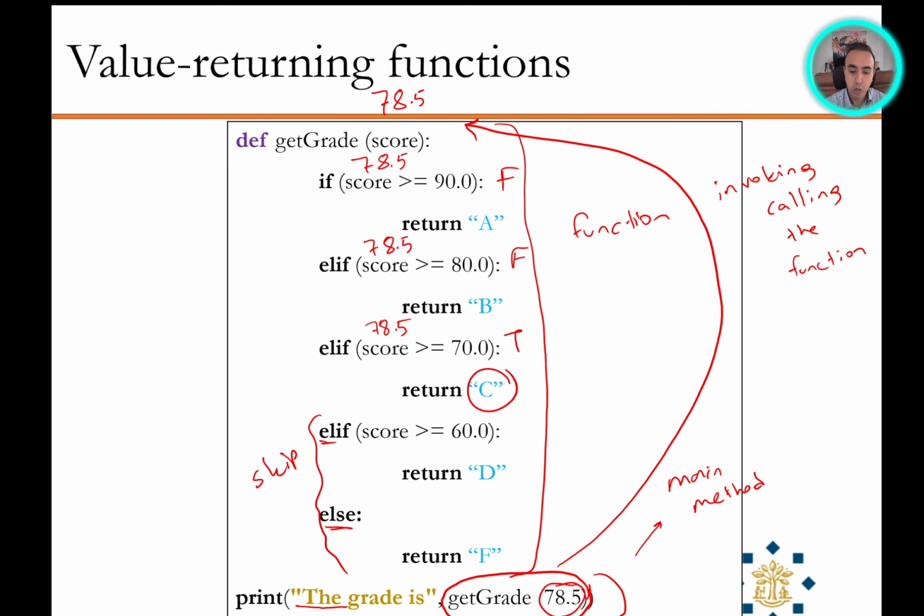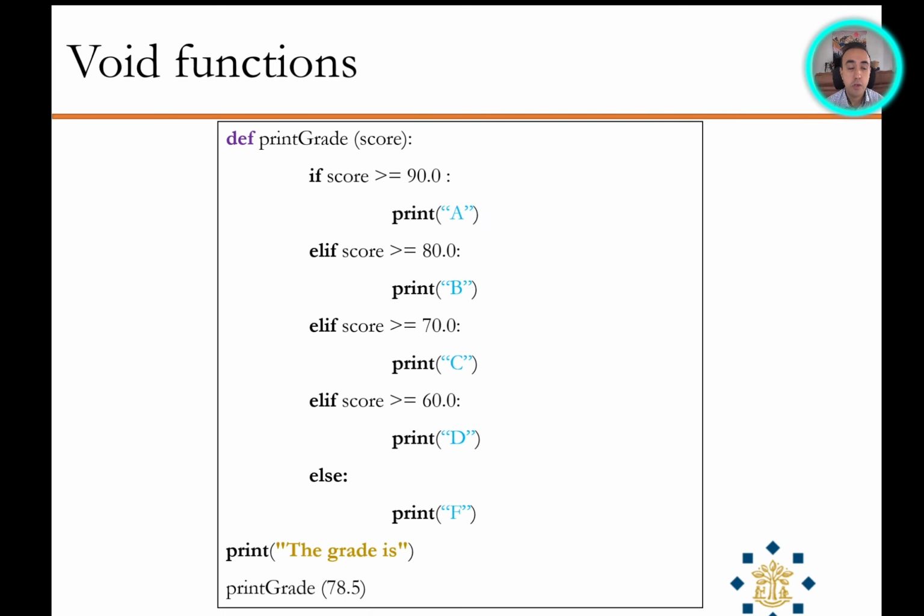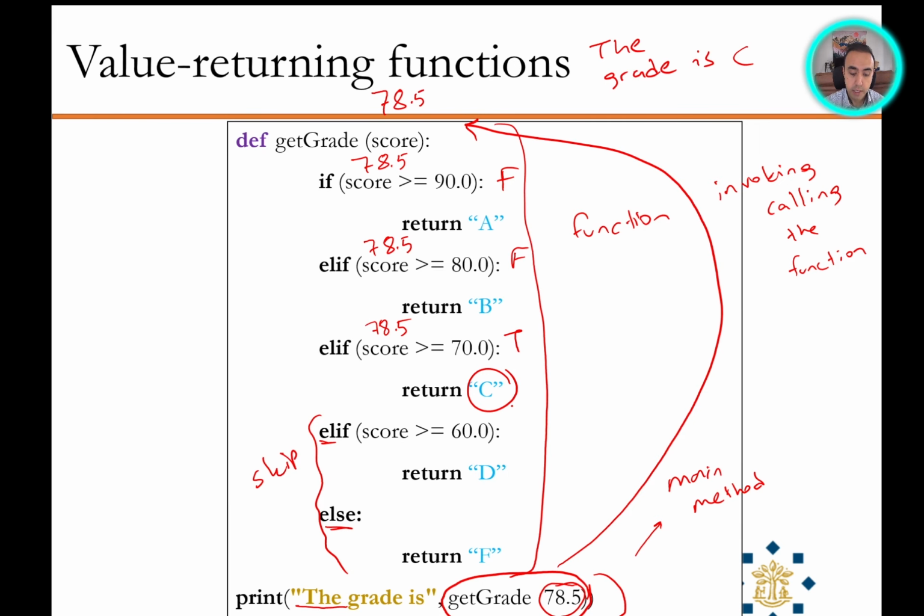Here the console is printing the grade is C. That is what is printed on the console. It was a value returning function. We returned C and then we printed it.